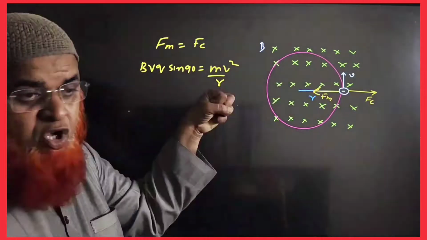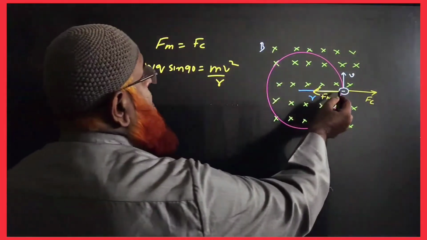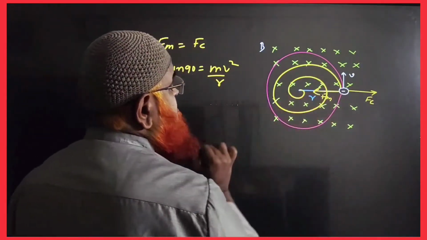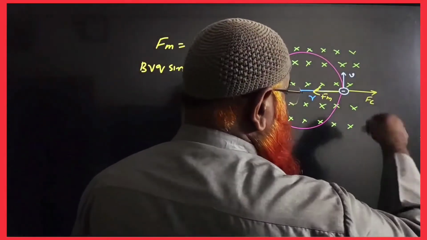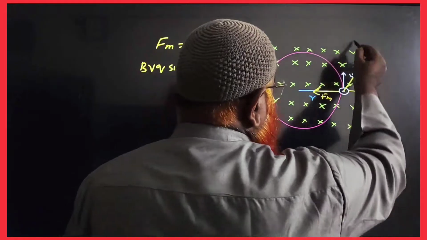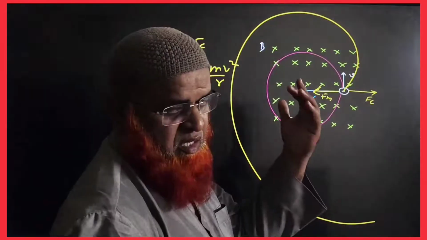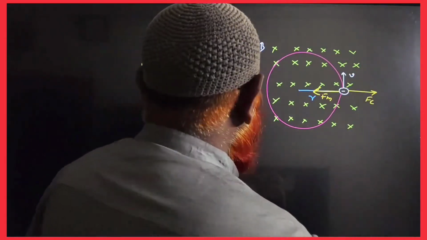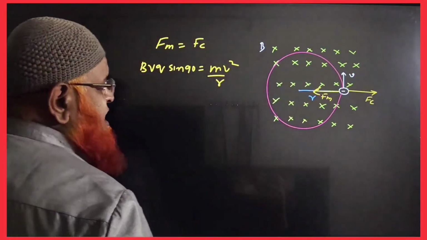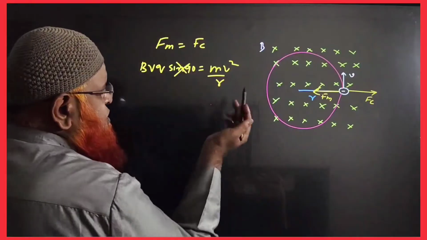See, if Fm dominates Fc, what happens? It will go in a spiral direction and stop at the middle. That's not going to happen. If Fc dominates, what happens? It goes in an outward spiral and moves away tangentially. That is also not going to happen. As both are counterbalancing each other, they have the same magnitude, equal and in the opposite direction. So sin 90 is going to be 1 here.